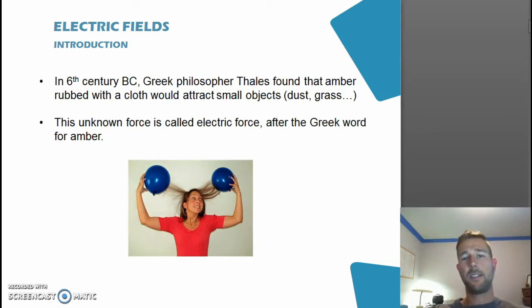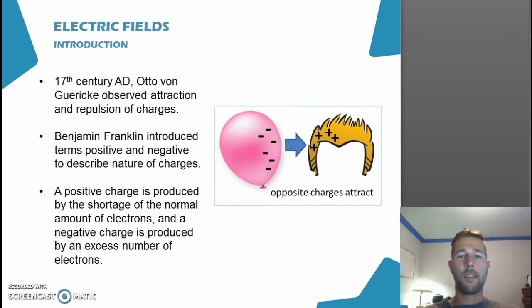Back in the 6th century BC, so quite a while ago, 2600 years, the Greek philosopher Thales found that when he rubbed amber with a cloth and then put the amber near some particles, such as dust and grass, the particles were attracted to the amber. The unknown force that caused this attraction is called the electric force, after the Greek word for amber.